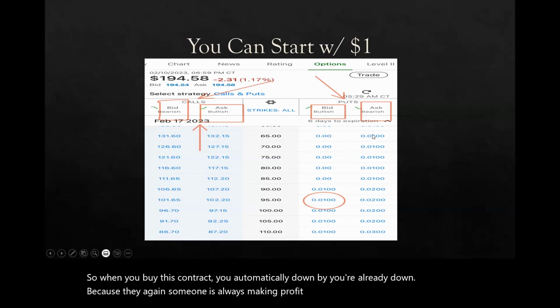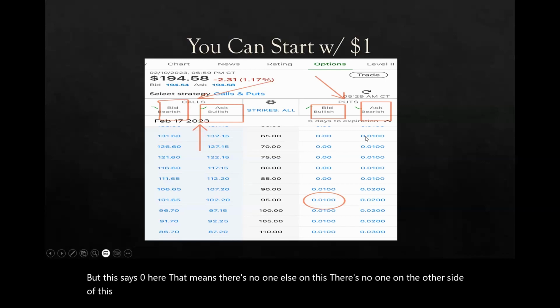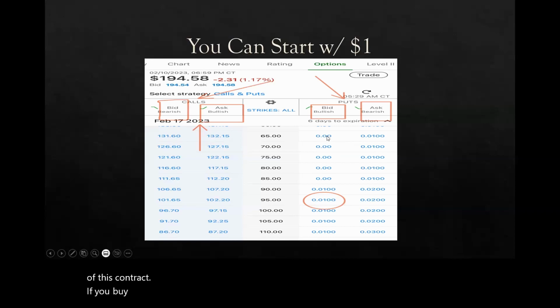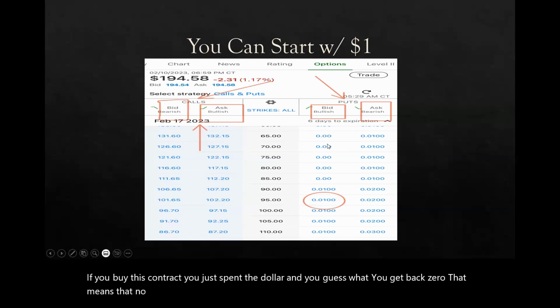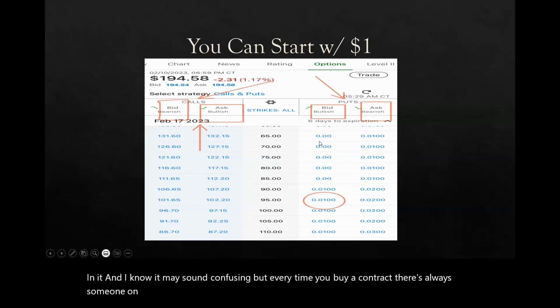But as you see over here, this contract is $1, but this says 0 over here. That means there's no one on the other side of this contract. If you buy this contract, you just spent the $1 and you guess what you get back? 0. That means that no one is on the other side. I know it may sound confusing, but every time you buy a contract, there's always someone on the other side. Unless you see this.